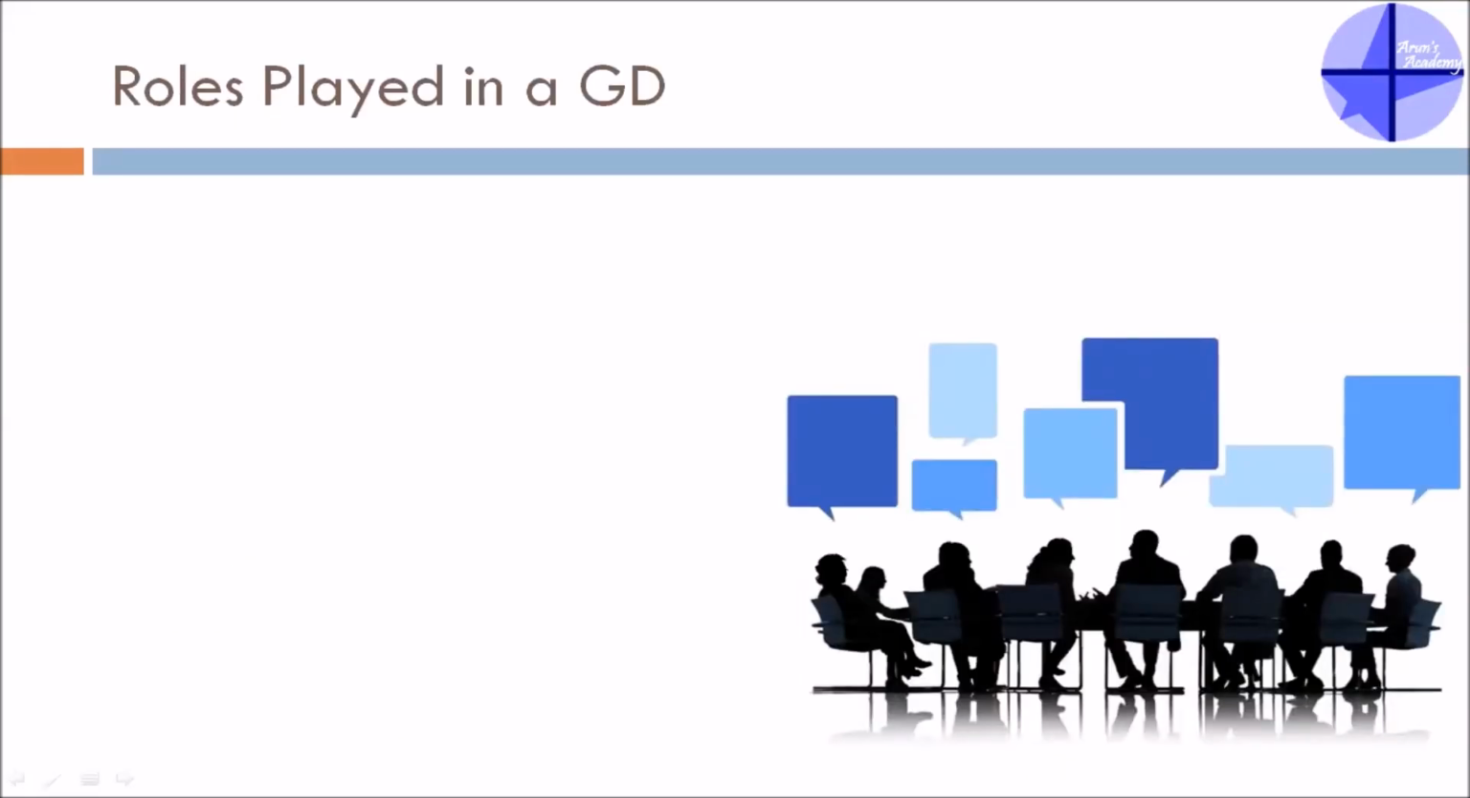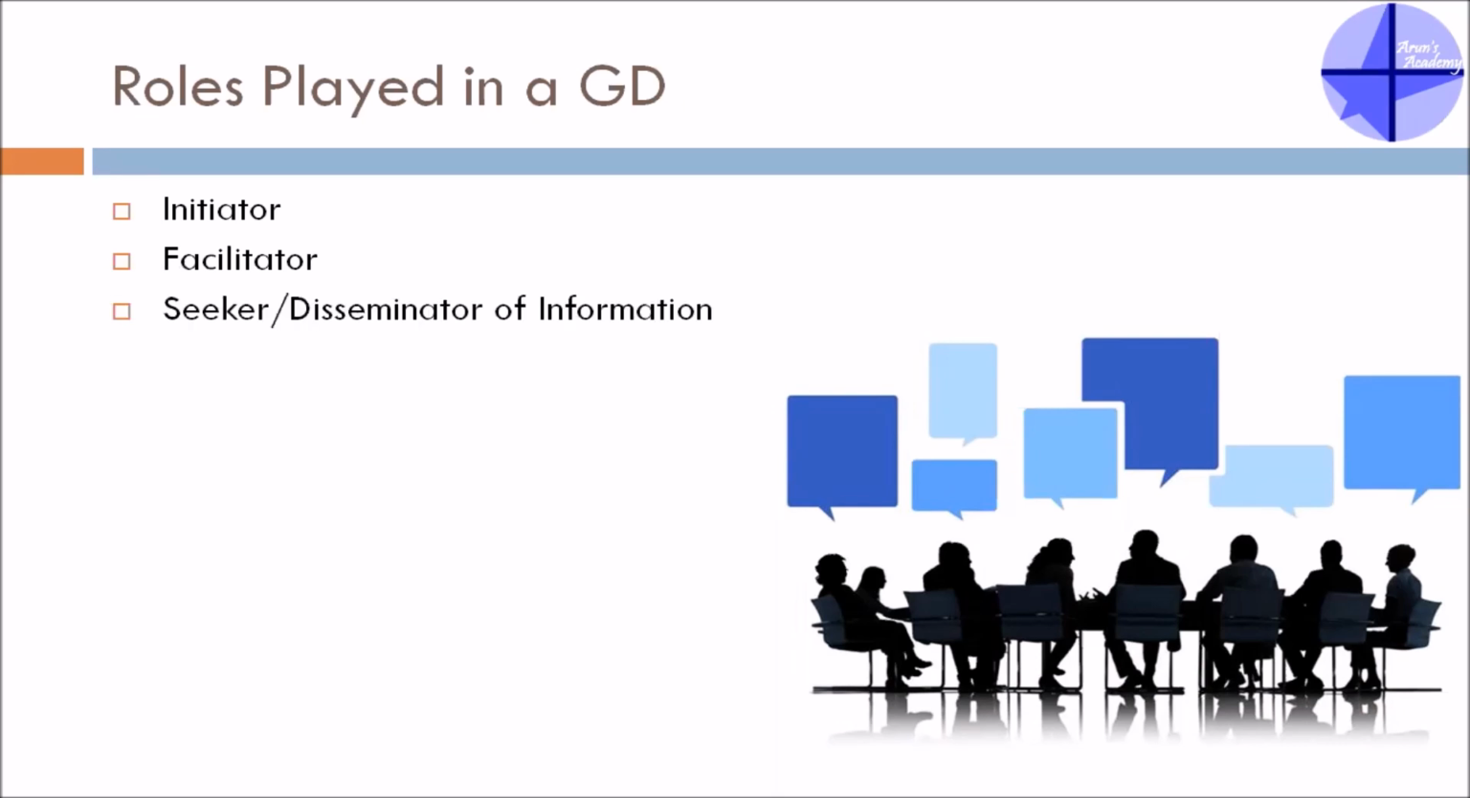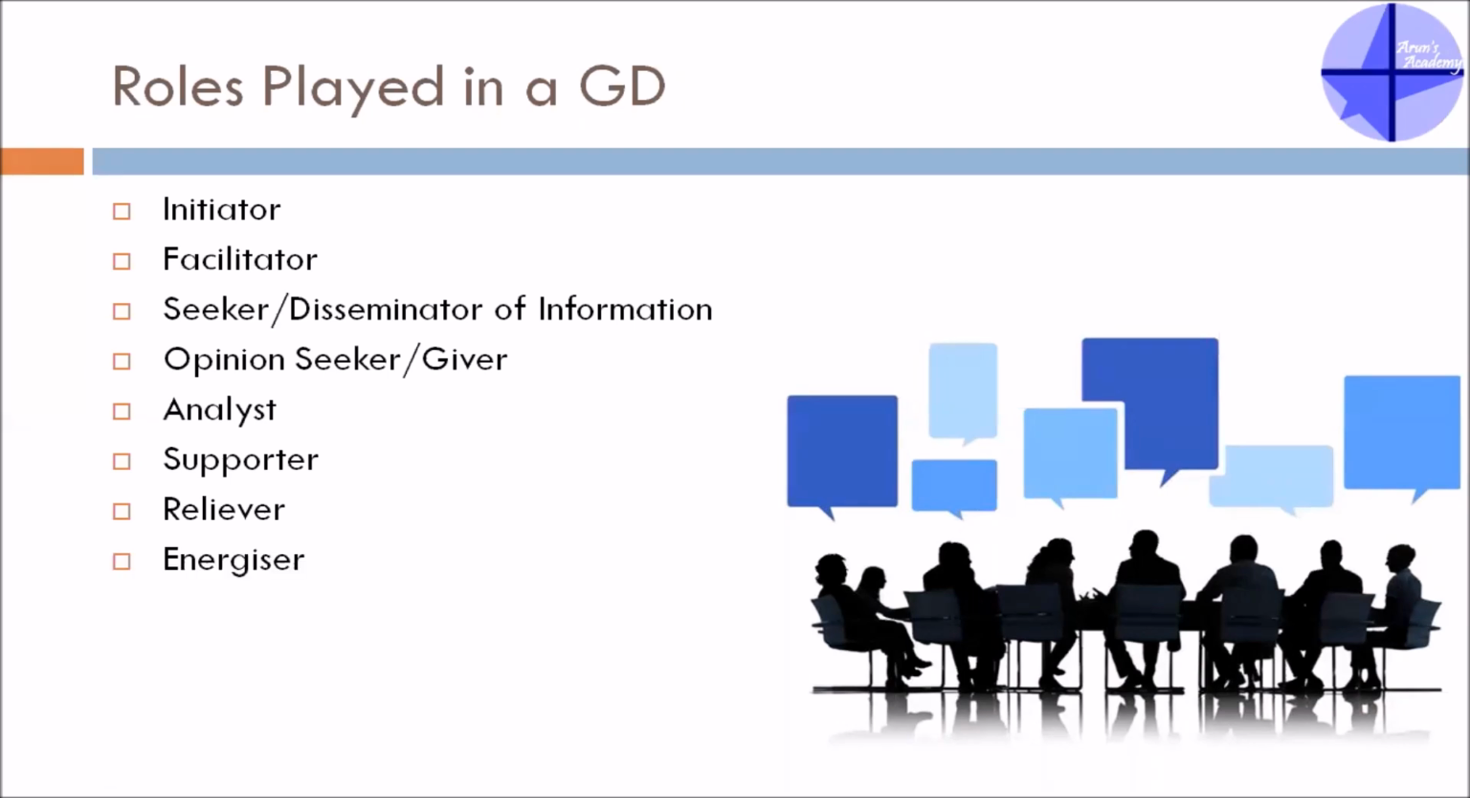There are different roles which participants play in a group discussion. This is just for your reference. The different roles played are initiator, facilitator, seeker or disseminator of information, opinion seeker or giver, analyst, supporter, reliever, energizer, bridge creator, summarizer. One person can also play multiple roles. Selection or shortlisting do not directly depend on roles participants play in a GD.